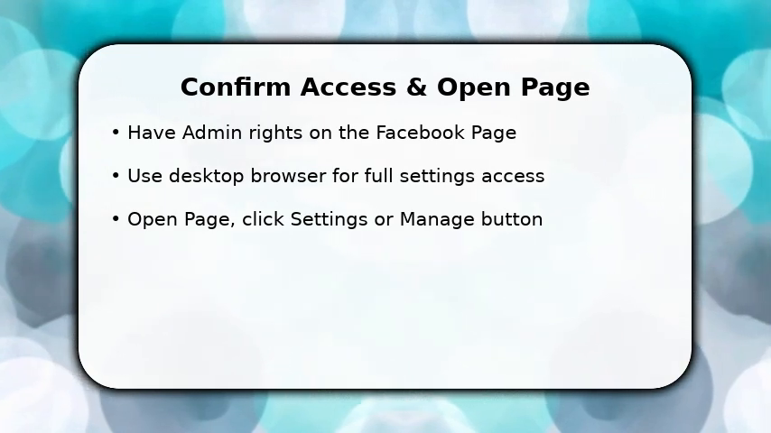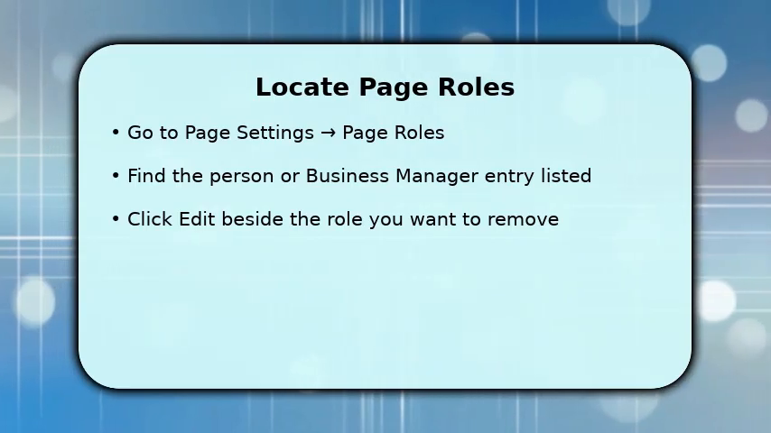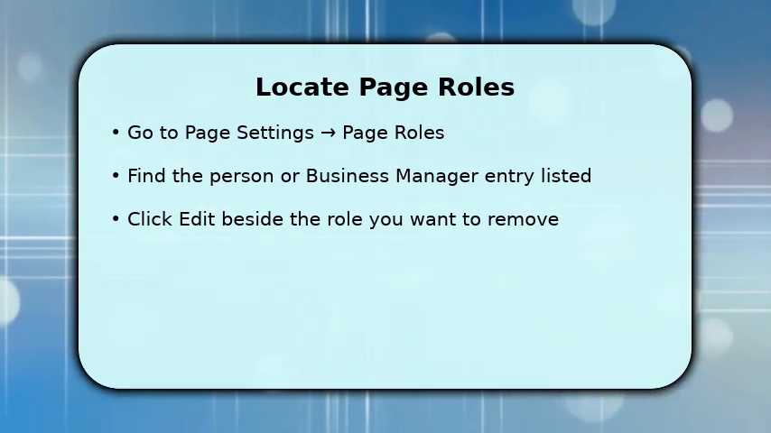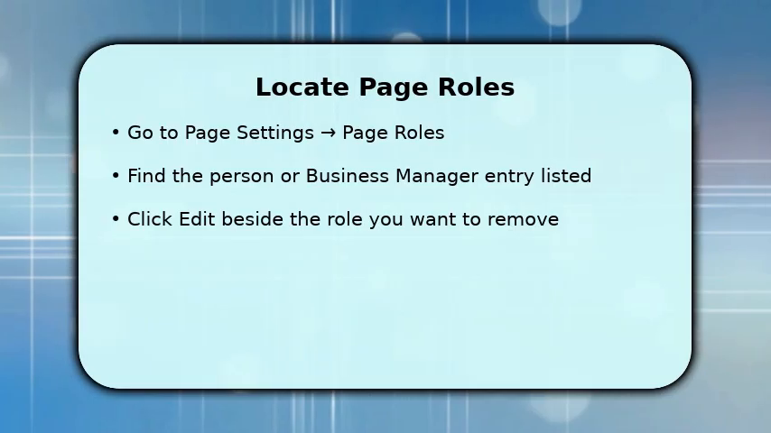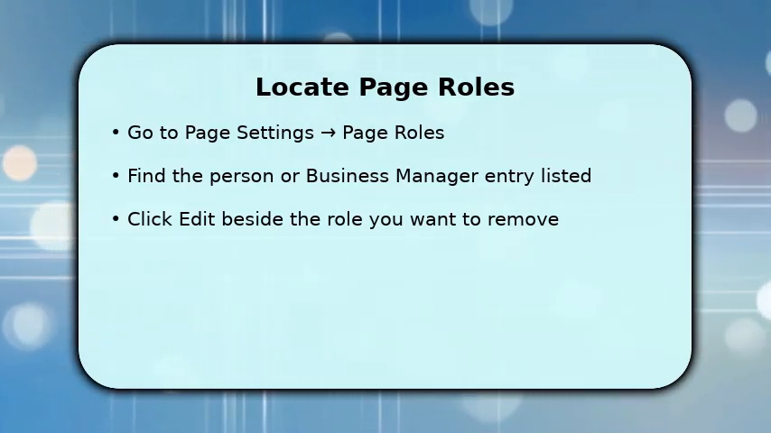Now go to Settings and select Page Roles in the left column. This is where Facebook lists people and connected business managers. Scroll to locate the specific person or business manager you want to remove. Names are grouped by role type.